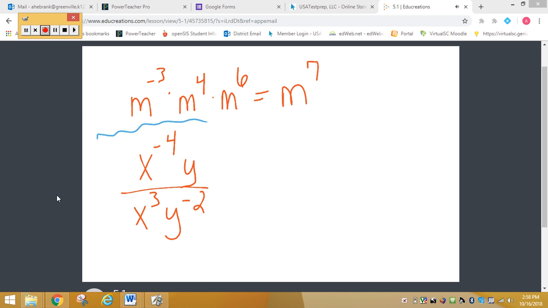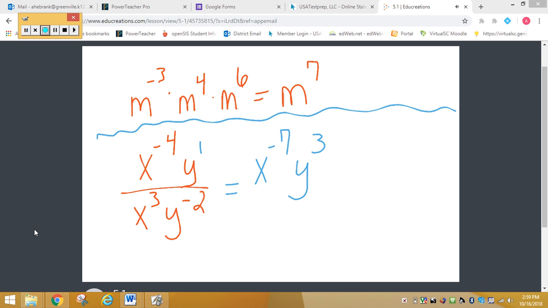First thing, let me show you, this is our separate problem. First thing I like to do is add 1s. If it doesn't have an exponent, I like to add my 1s on there. So they're dividing, so the rule is when they're dividing, you subtract. So negative 4 minus 3 is negative 7. I subtracted my x's. Subtract your y's. 1 minus negative 2 is 3, because that minus negative really changes to plus.